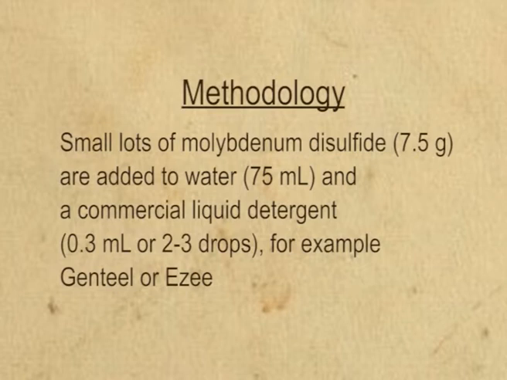Next is the methodology. Small lots of molybdenum disulfide, that is 7.5 grams, are added to water of 75 ml and a commercial liquid detergent taken in 0.3 ml or 2 to 3 drops, for example that of Gentle or Easy. The suspension is agitated and transferred to a tray or a spray bottle. The surface bearing the latent fingerprints is either sprayed with or dipped in the small particle reagent formulation.